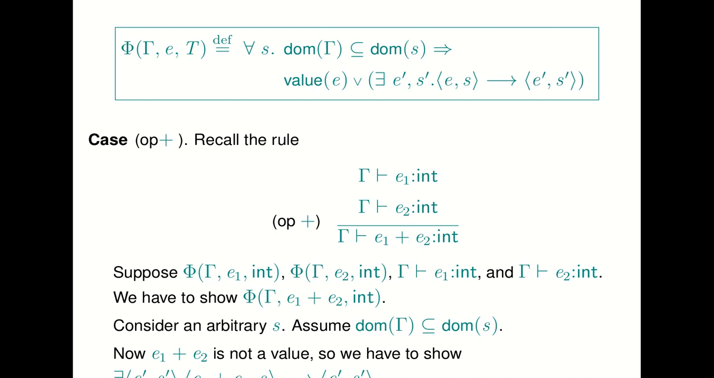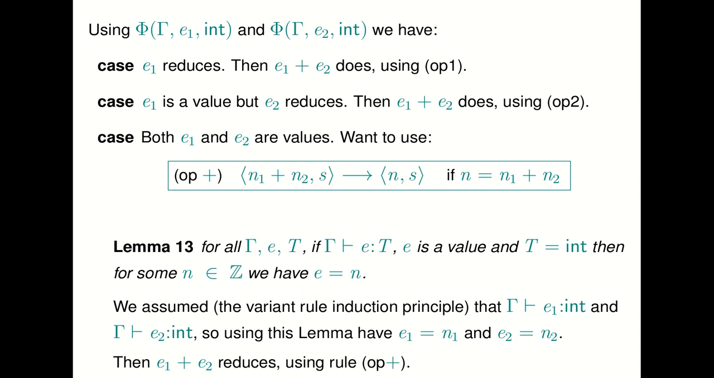And so the way that we'll do this now is we can look at the reduction rules, and we'll see that depending on whether E1 is a value and E2 is a value, we'll end up with four different cases. So either E1 is a value or E1 transitions, and E2 is a value or E2 transitions, and that will give you a set of cases. So if E1 reduces, then E1 plus E2 will reduce using op1. And if E1 is a value but E2 reduces, then E1 plus E2 will reduce using op2.